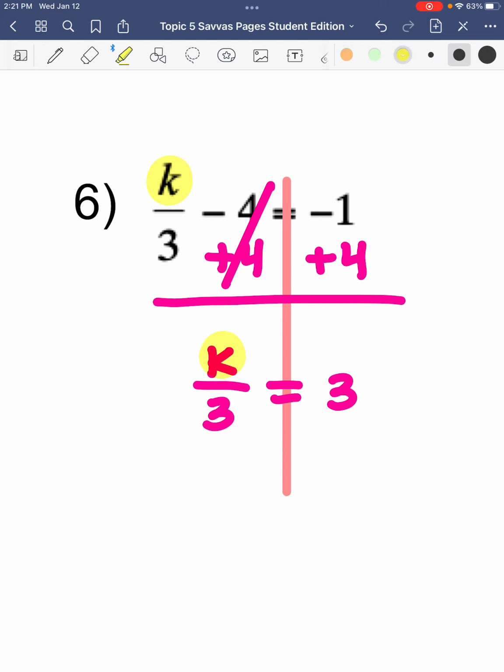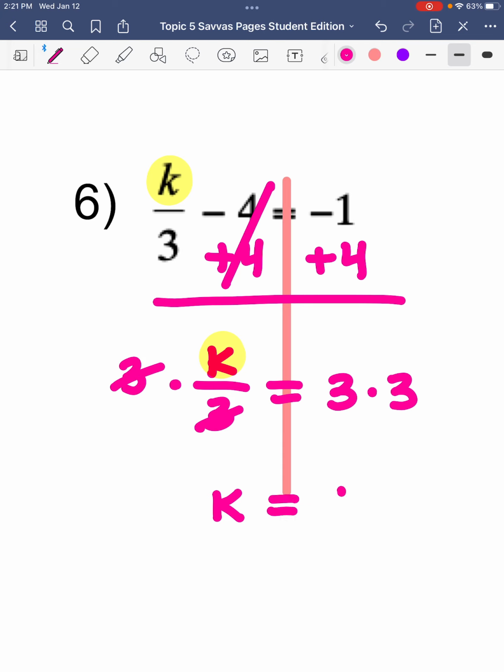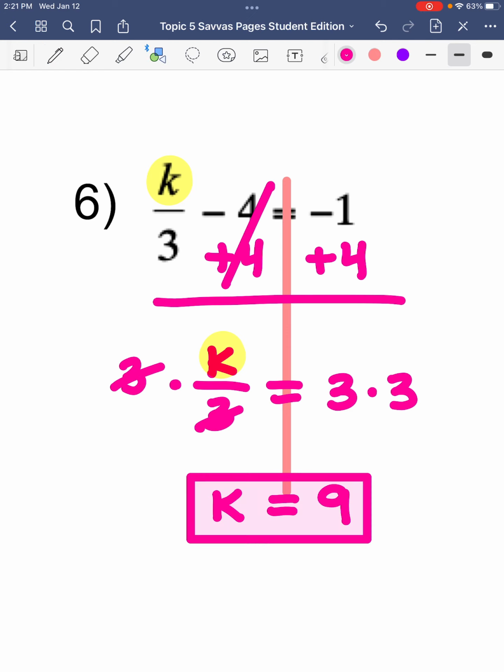And in order to get that k by itself, I need to undo dividing by 3. Well, how do I undo dividing by 3? I multiply by 3. So I'm going to multiply by 3 on both sides. On the side with the k, the 3's cancel out, and k is by itself. On the other side, I have 3 times 3, which is 9. So k equals 9 is my answer.